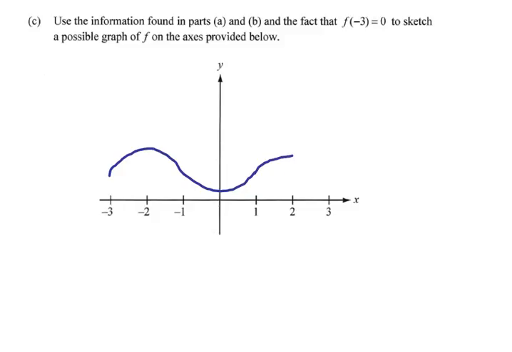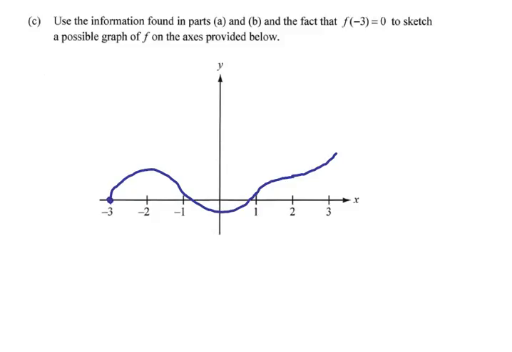Now there is one piece of information that we're missing here. We're also told that at x equals -3, the value of the function is 0. So it's easy for me to do. I'm just going to shift that whole graph downward so that we meet that criteria and add that point onto the graph.